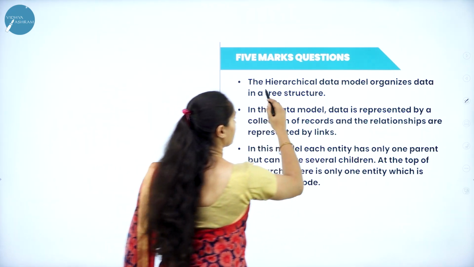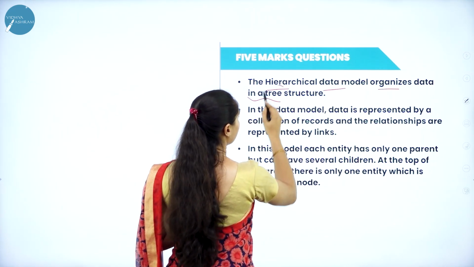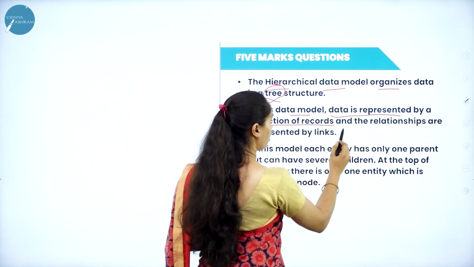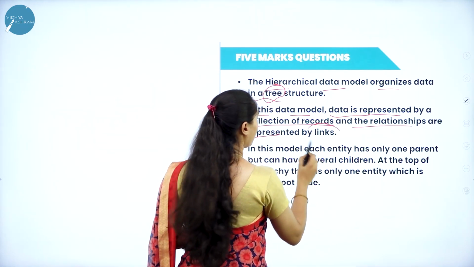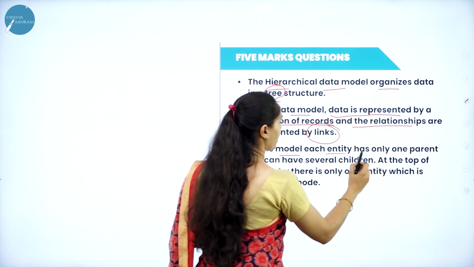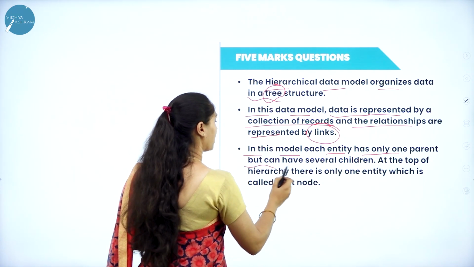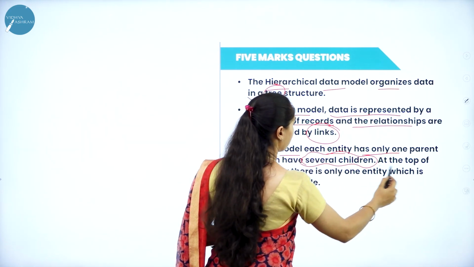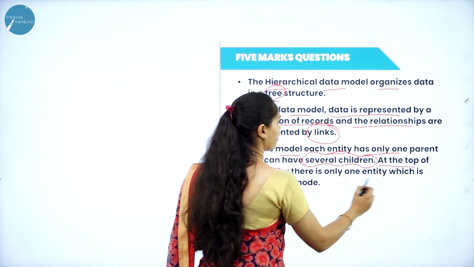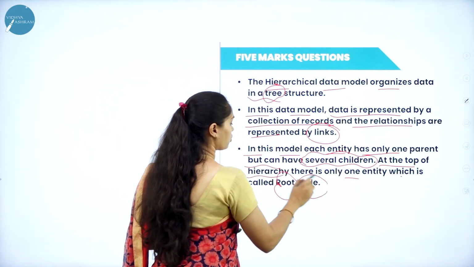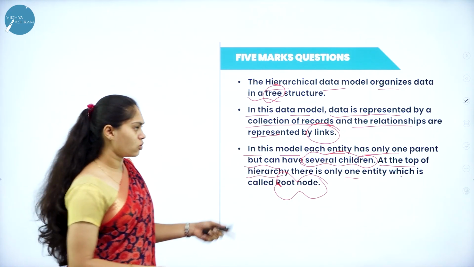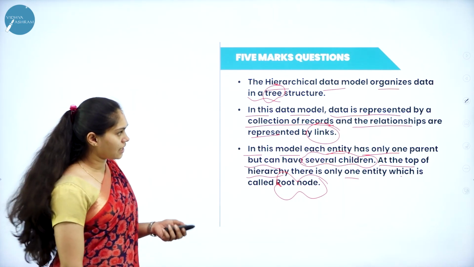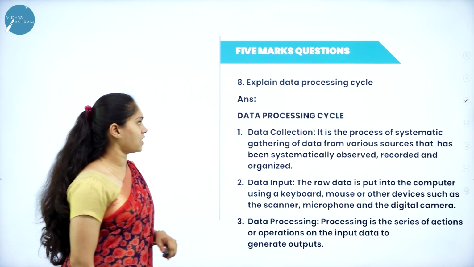The hierarchical data model organizes the data in a tree structure. In this data model, data is represented by a collection of records and the relationships are represented by links. In this model, each entity has only one parent but can have several children. At the top of the hierarchy, there is only one entity, which is called the root node. From this root node, all the child nodes will be derived. This is what relates to the hierarchical data model. We'll see the next question.